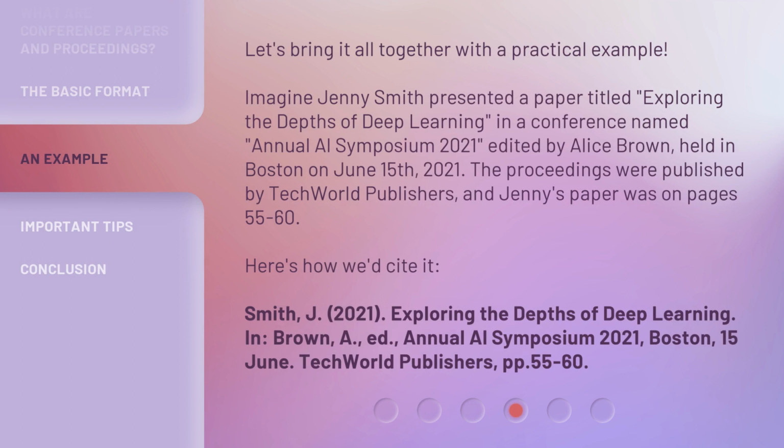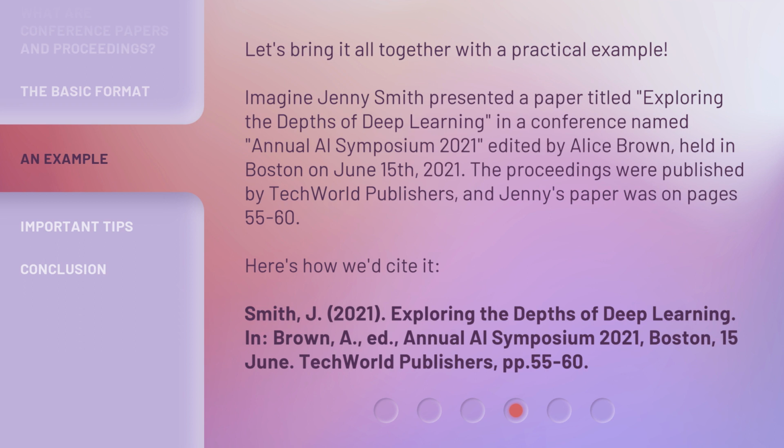Let's bring it all together with a practical example. Imagine Jenny Smith presented a paper titled, Exploring the Depths of Deep Learning, in a conference named Annual AI Symposium 2021, edited by Alice Brown, held in Boston on June 15, 2021. The proceedings were published by TechWorld Publishers, and Jenny's paper was on pages 55 to 60.